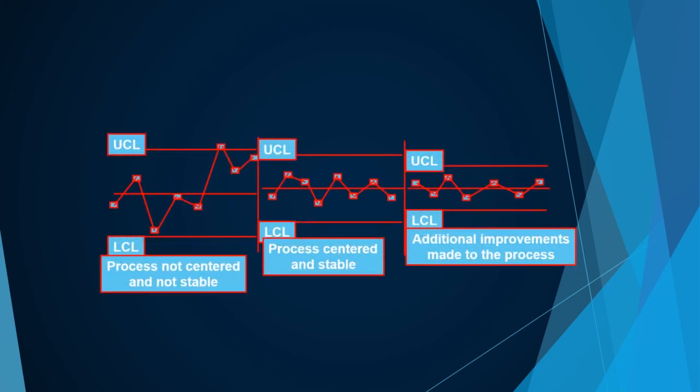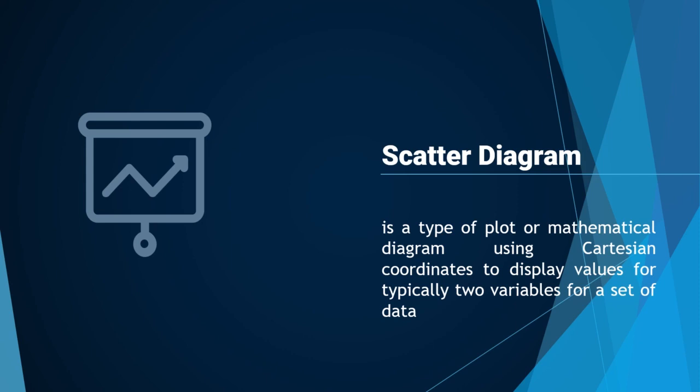So this is an example. See, in the first experiment, at the starting of the experiment, the processes are not centered, and it is not stable. In the second category, we made many trials, and we tried to bring it to the center, that is, the process is centered and stable. Then again, after doing multiple experiments, multiple trials, we brought it maximum to the center, that is, additional improvements made to the process, and now we can say that it has the expected quality, the quality that we expected.